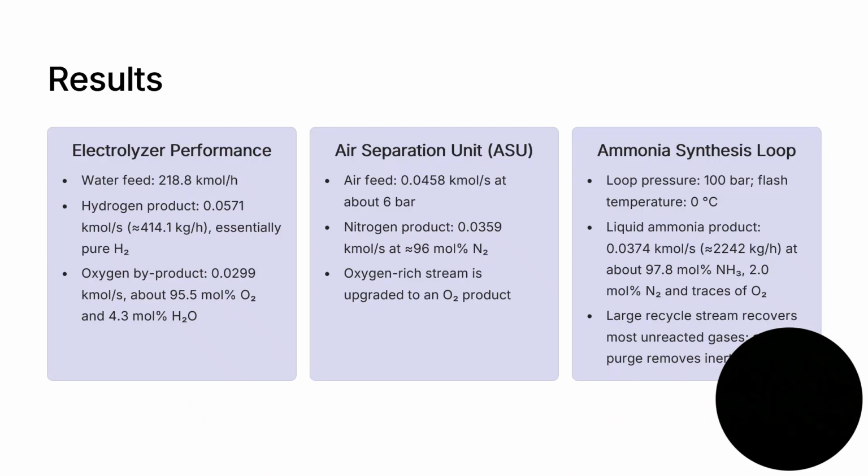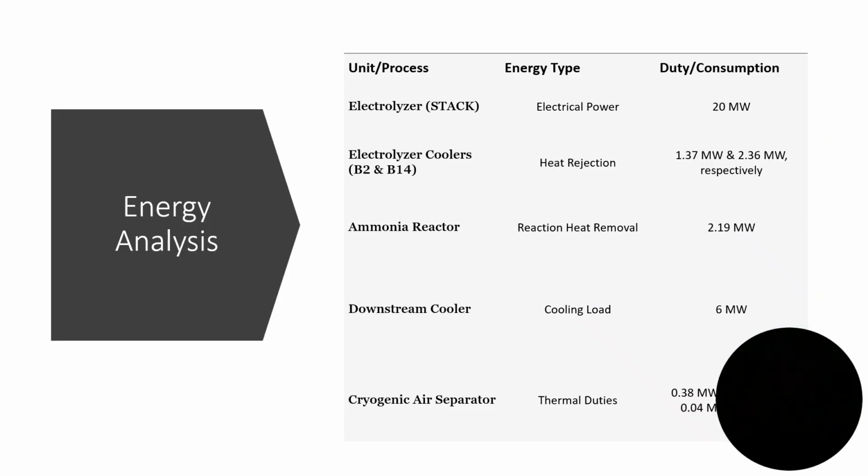Now let's go through the results part, where we focused on the electrolyzer performance, air separation units, and ammonia synthesis loop. These are the results that we found from Aspen Plus. Now in the energy analysis, we focused on these processes or units and found their duty or consumption from Aspen Plus as well.